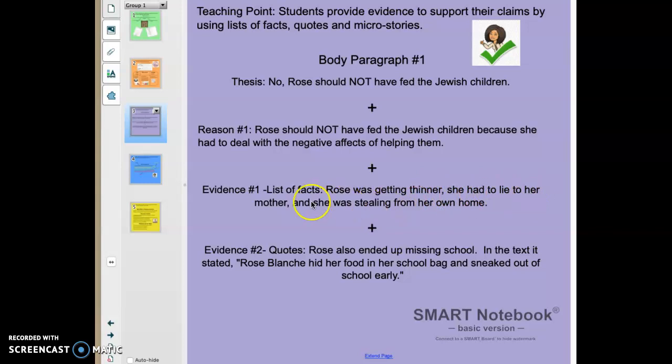She had to lie to her mother because she was taking the food. She was telling her mother she was eating all of it. And she was stealing from her own home. It says that she was going into the basement and taking all of the butter and breads. So I had a list of 3 things that were negatively affecting Rose from feeding the Jewish children directly.